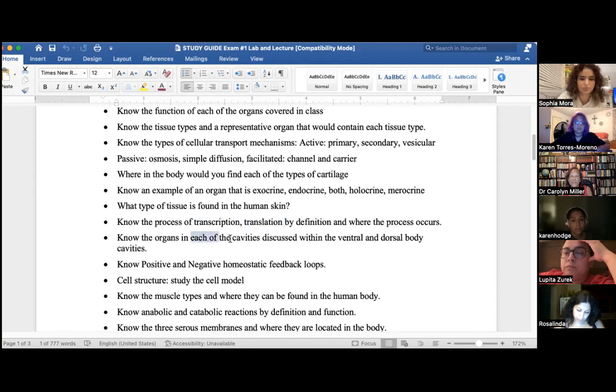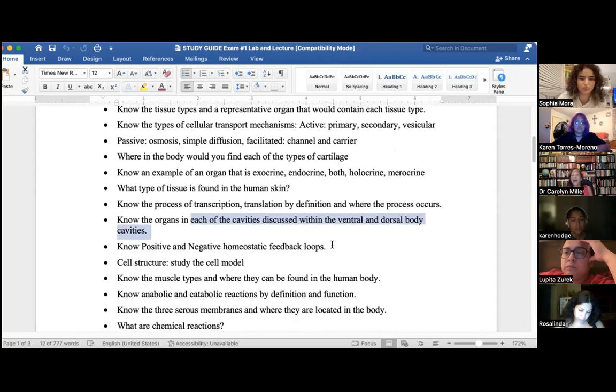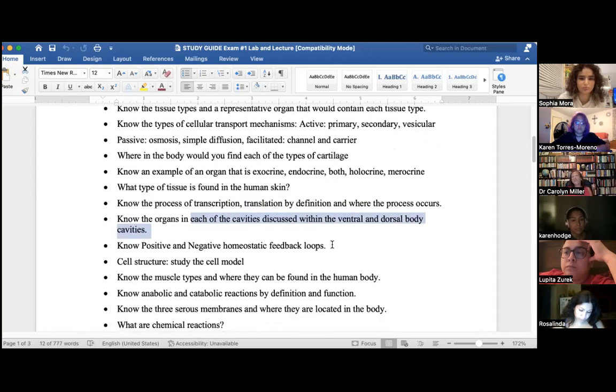Know the organs in each of the cavities discussed within the ventral and dorsal body cavity. I'll do a picture review just a minute because lab reinforces lecture. So I'll run through the labs for pictorial view. Okay, I was looking at some chats. Hopefully you're answering each other's chat.